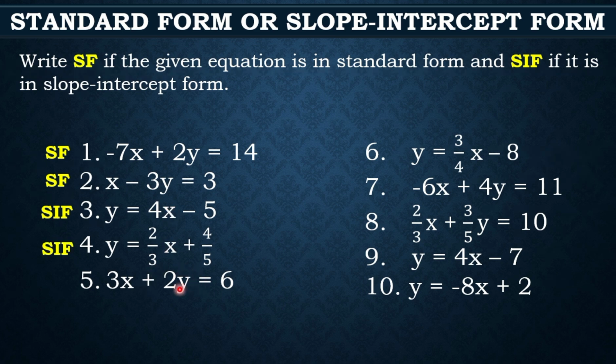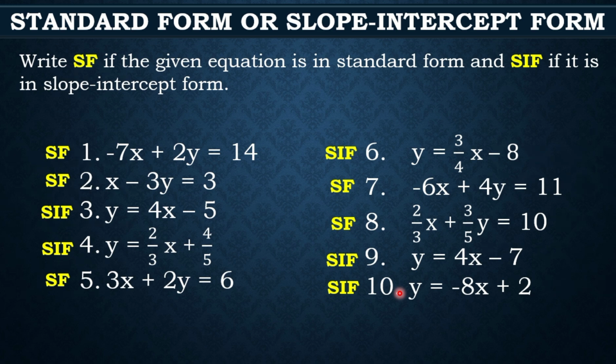Number 5, this is standard form. Number 6, this is slope-intercept form. Number 7, so yung dalawang variables natin nasa left side ulit, this is standard form. Okay, number 8 is also a standard form. Number 9, very good. This is slope-intercept form kasi y equals mx plus b. And then number 10, this is also slope-intercept form. So I hope you get 10.